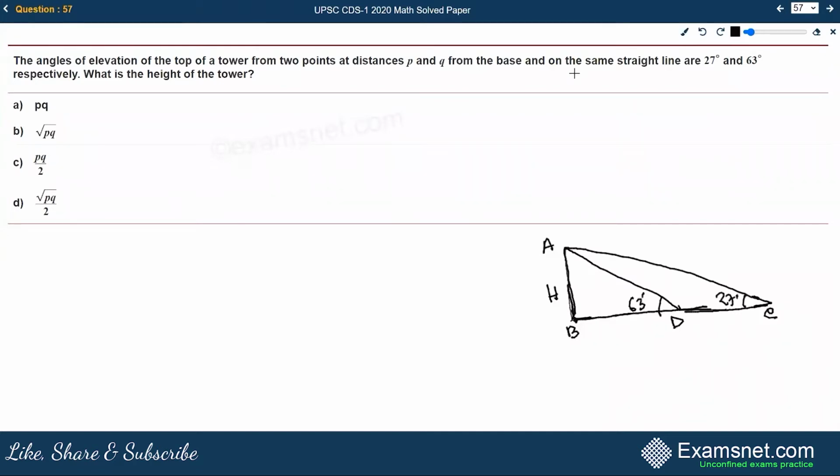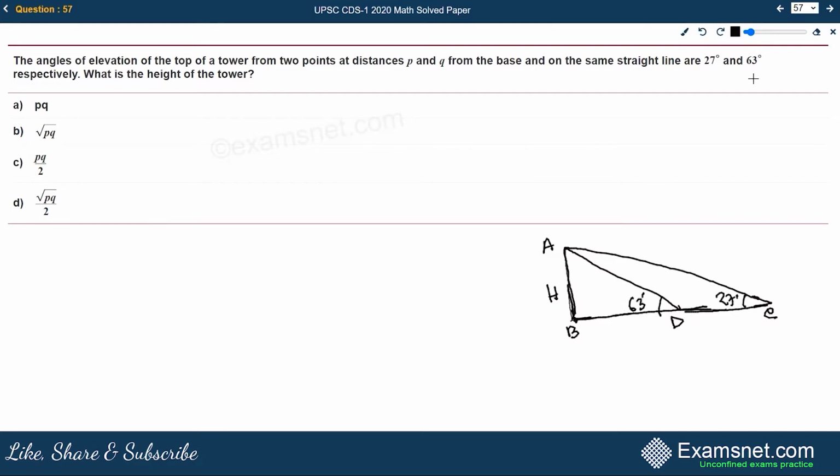In question number 57, we are given the angles of elevation of the top of a tower from 2 points at distance P and Q from the base and on the same straight line are 27° and 63° respectively. What is the height of the tower? I am already done with the diagram. Here AB is the tower whose height is H, and C and D are the 2 points. From C, the tower is at P distance, from D, the tower is at Q distance.